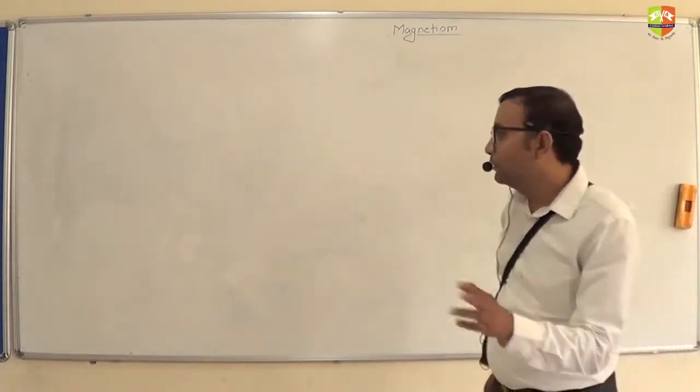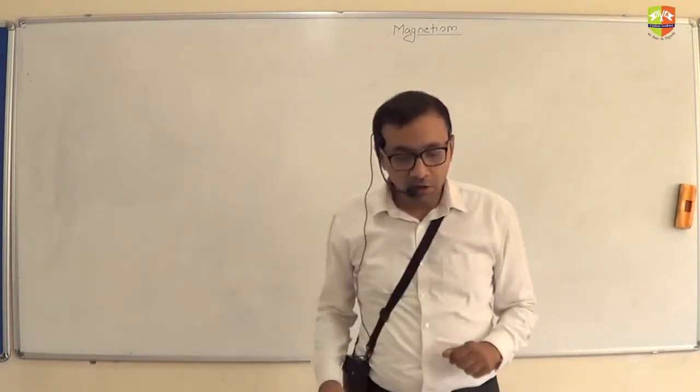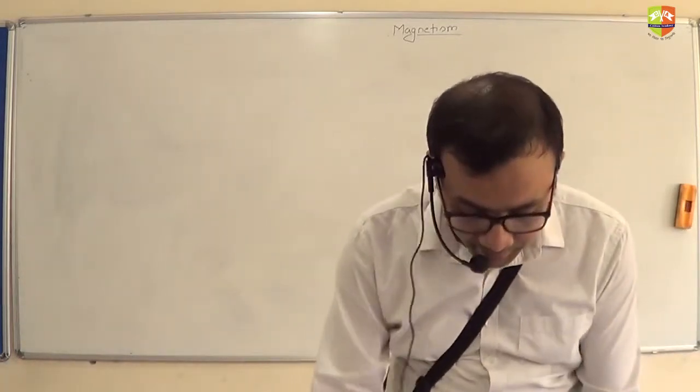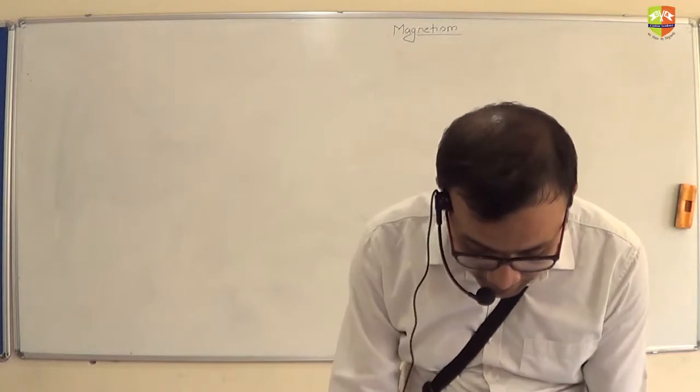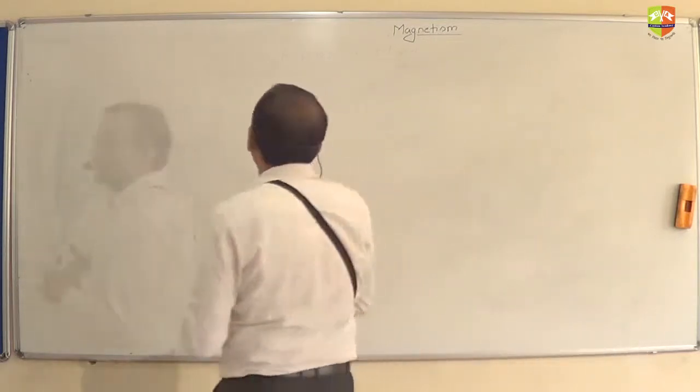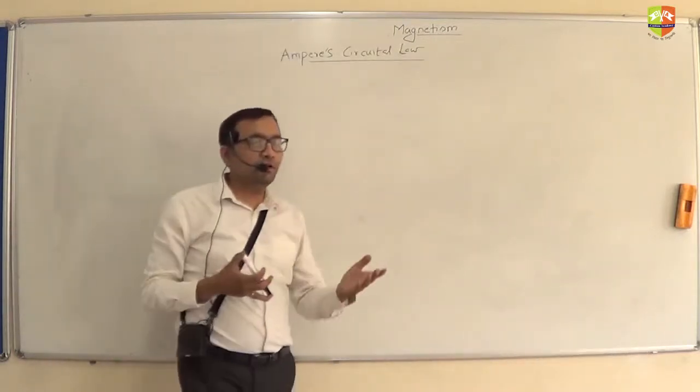Alright. So the next law in this chapter, which is similar to Gauss theorem, is Ampere's circuital law. Okay? It's a counterpart of Gauss law.